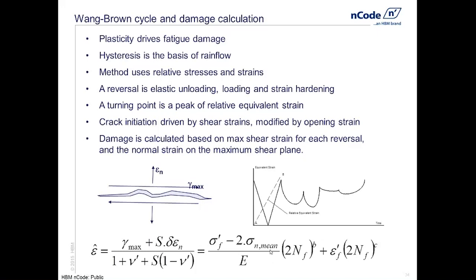The only extra parameter you need is this Brown-Miller parameter, S. And in the software, we've defaulted that to 0 for case B loadings and 1 for case A. You can change it, but the defaults give reasonable values. And the software identifies automatically whether each reversal is a case A or case B reversal. So all this goes into the multi-axial EN engine.